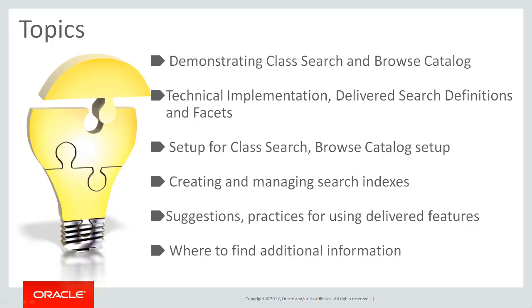In Campus Solutions 9.2, we use the PeopleSoft search framework and the Elasticsearch engine to support the class search and browse catalog features in our delivered Fluid pages. This Spotlight Series video focuses on setup and use of delivered Campus Solutions features for both class search and browse catalog to optimize their functionality and provide your students with the most accurate search results during their use.